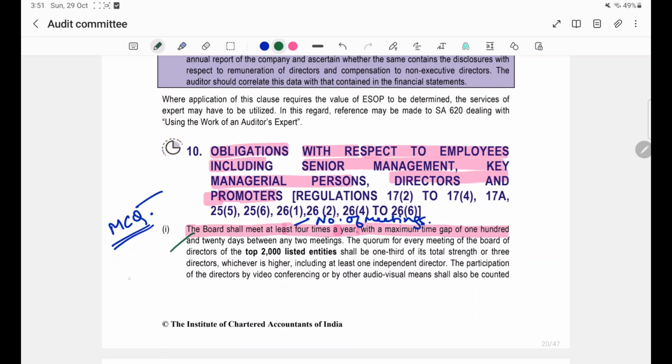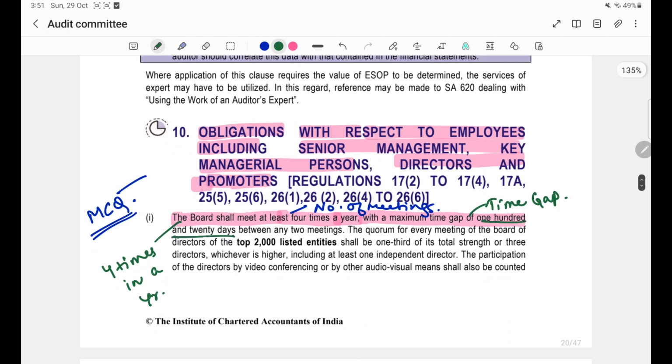The board shall meet at least 4 times in a year. Now the time gap, the second limit is for the time gap, that is 120 days between any two meetings. Then the quorum is given. This you have to learn.